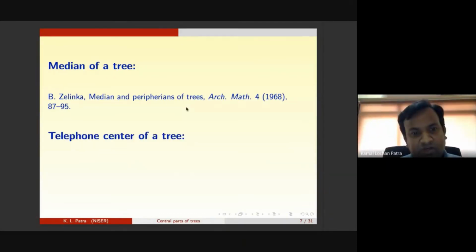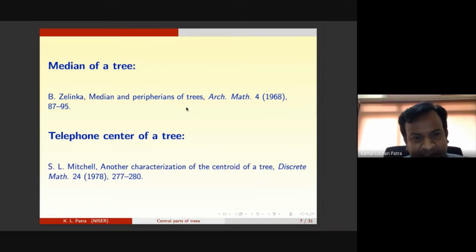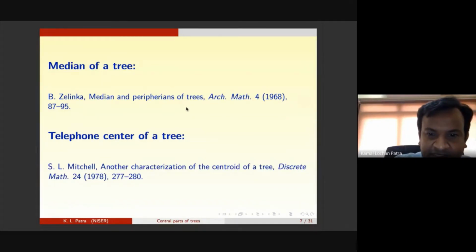Another definition is the telephone center of a tree, where they define something called the switchboard number, and the telephone center is somehow related to telephonic networks. In 1978 it was defined by Mitchell, who defined in a different way the telephonic center of a tree, but in that paper he also proved that the telephonic center of a tree coincides with the centroid.